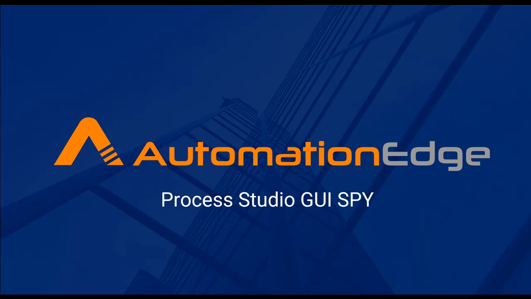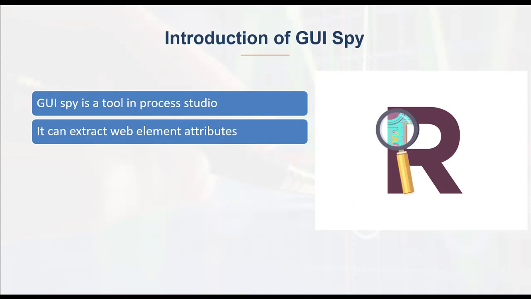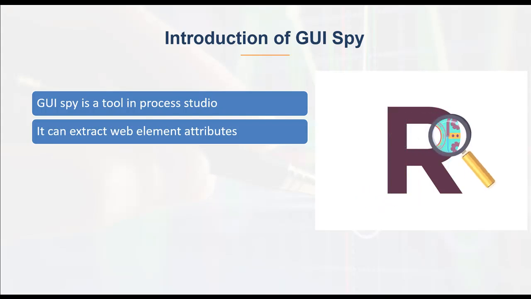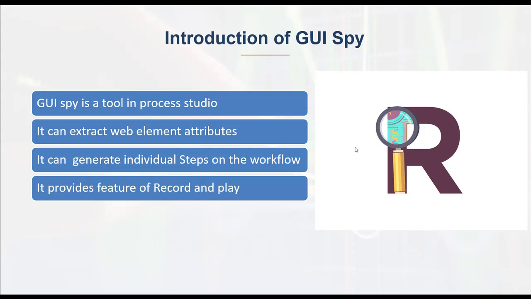So let's get started. GUI Spy is a tool in Process Studio. It can extract web element attributes, which are also called locators, which can be used to uniquely identify a web element on the web page. GUI Spy can also generate individual steps on the workflow. It has a superb feature of record and play, which records several actions and plays steps on the workflow in one go. I'm sure you must be excited to see how this spy actually works.